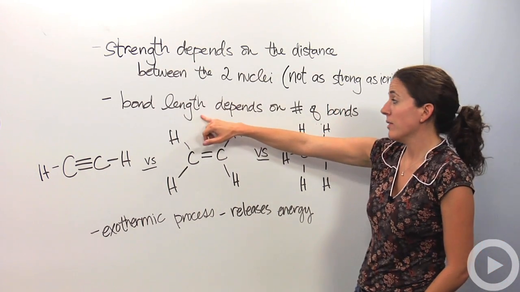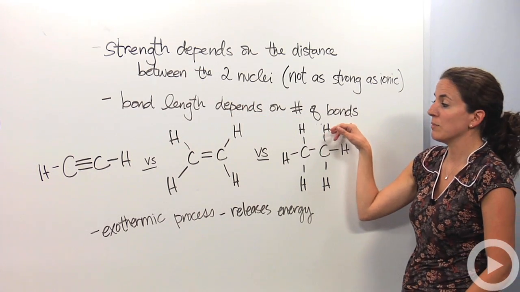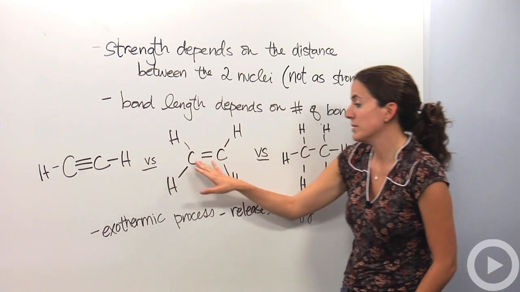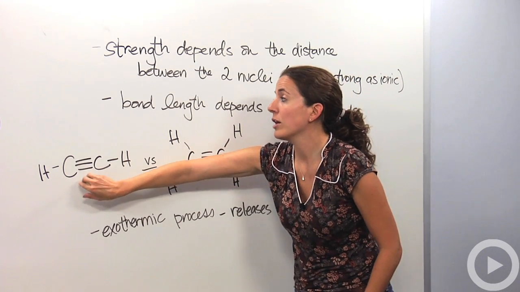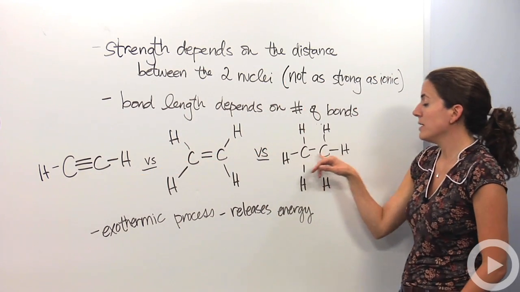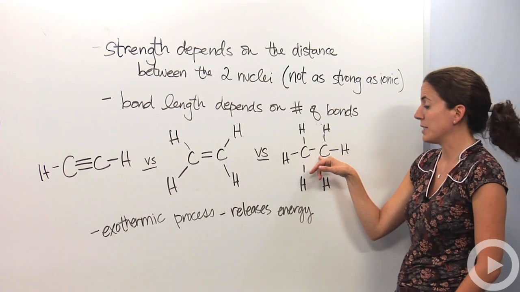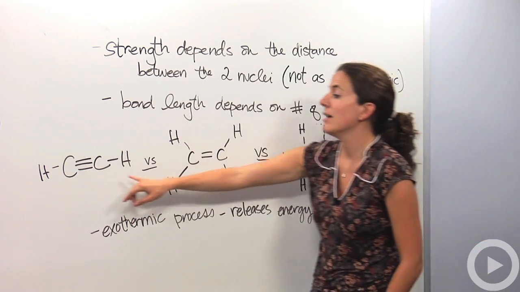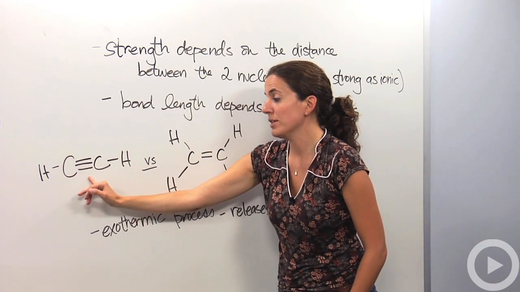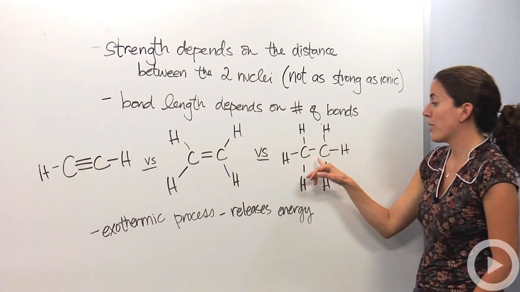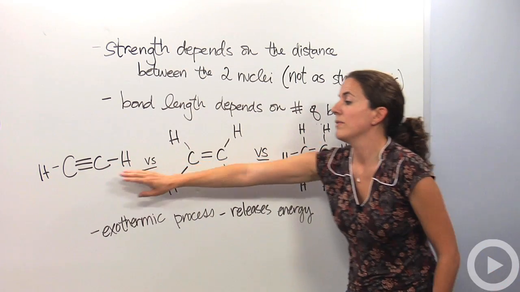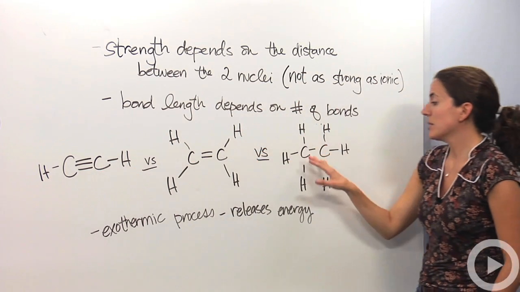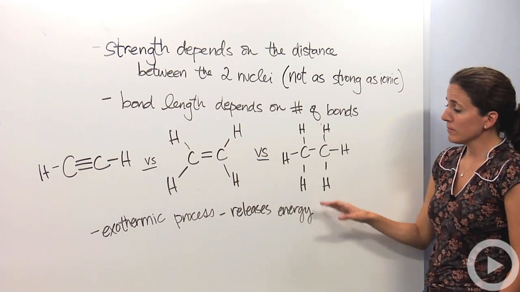The bond length depends on the number of bonds between them. So if we have a triple bond versus a double bond versus a single bond, these two carbon atoms are very close to each other versus these two carbon atoms, which are further apart. There's only a single bond connecting them, which also means that the strength of this triple bond is much greater than the strength between these carbons in the single bond. So it goes in order of strongest and shortest to longest and weakest.